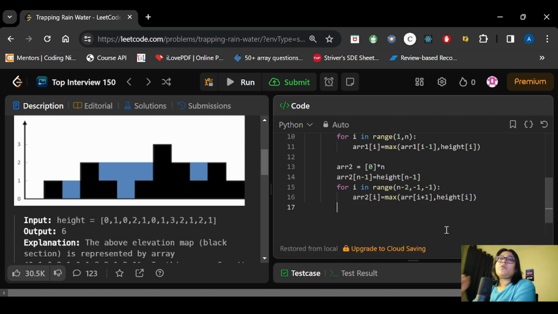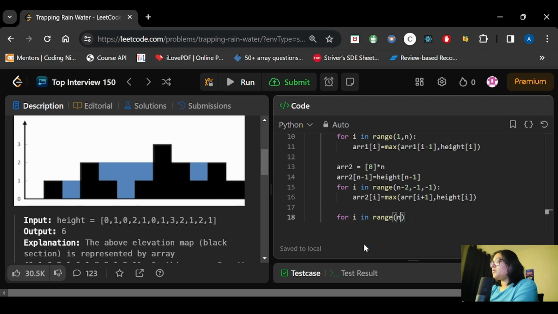After this, what we were doing, we were taking the minimum of both of those values and subtracting the height at I, right? Now what we can do here also, we can take a new array and store the entire value in that array. Means we can find the minimum and get the difference and store it at that index, or we can use any one of these arrays also, and perform the operation in that. So let's take ARR1 only, and in that only we will perform the operation.